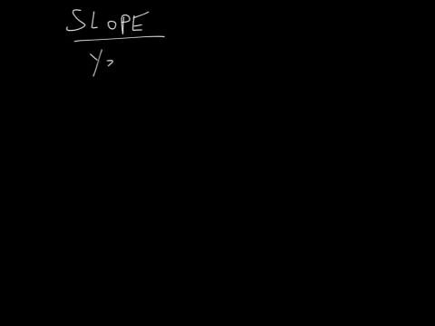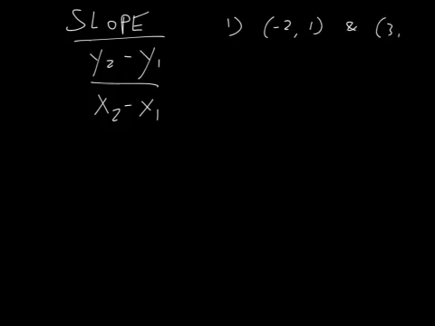The equation for slope is y2 minus y1 over x2 minus x1. It does matter which y and which x go in what place. So let's go ahead and start with an example. Our first example here from the notes, if you're on the PDF version of this, is: what is the slope between the points -2, 1 and 3, 7?